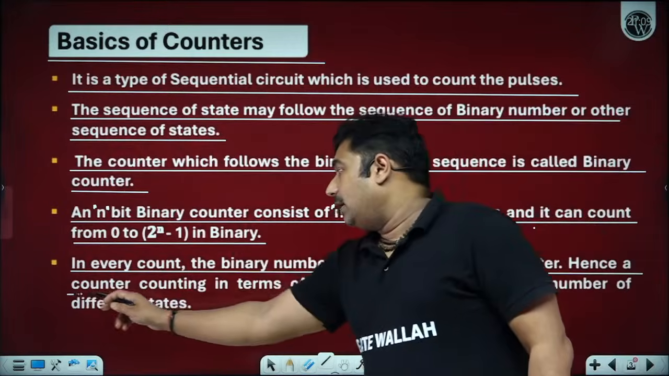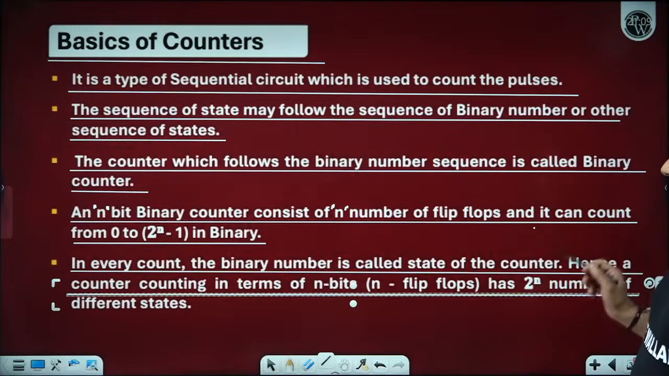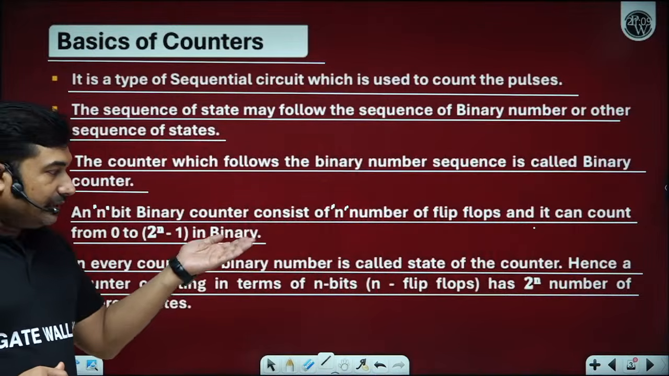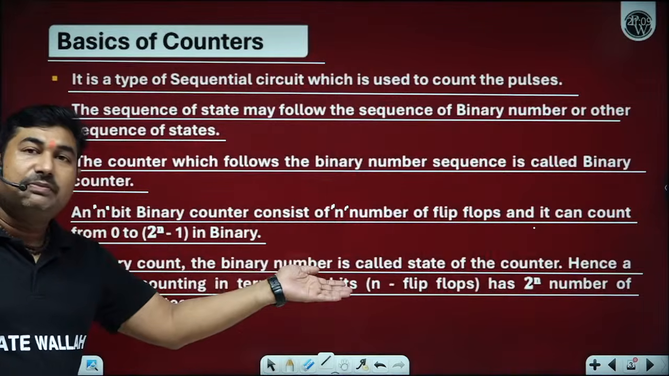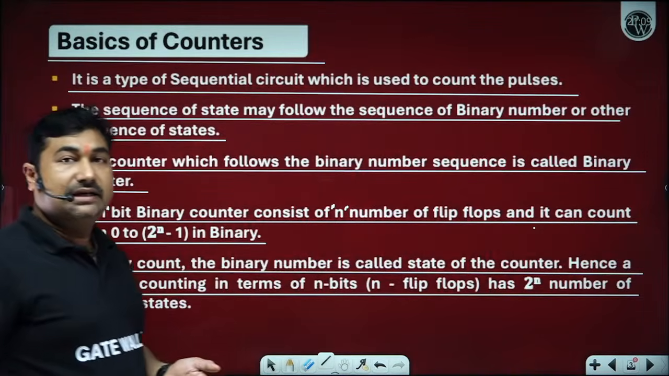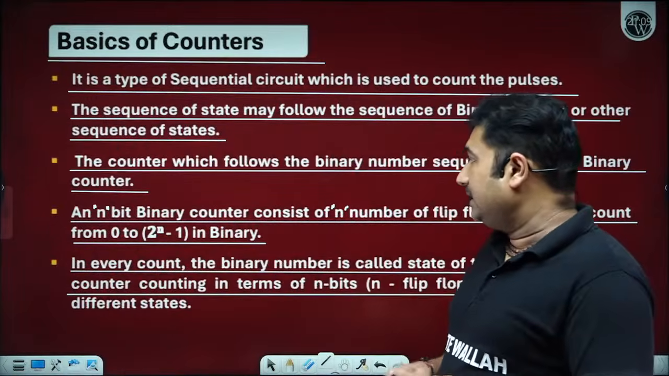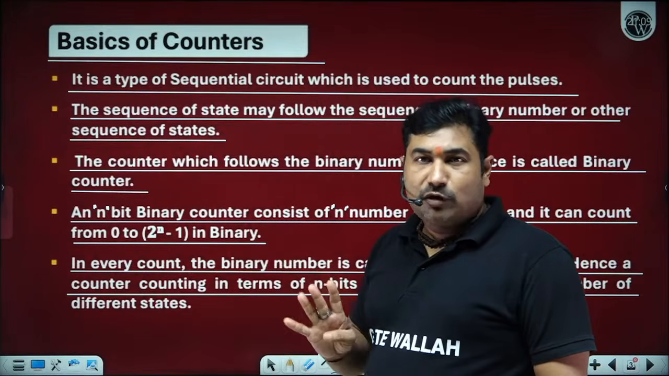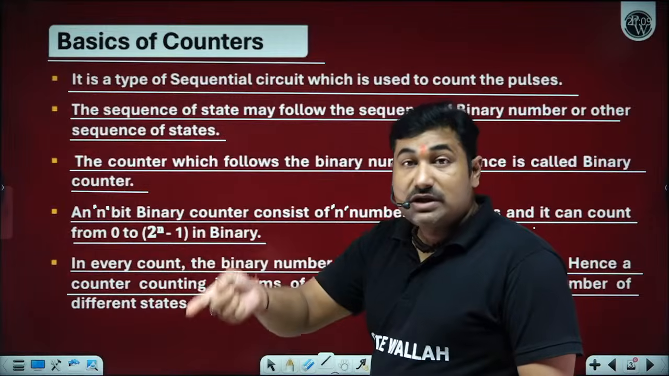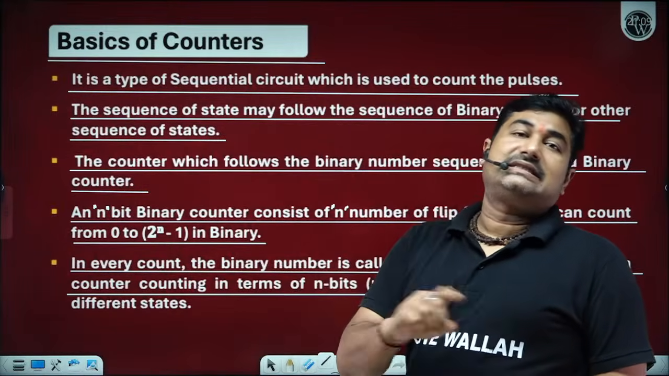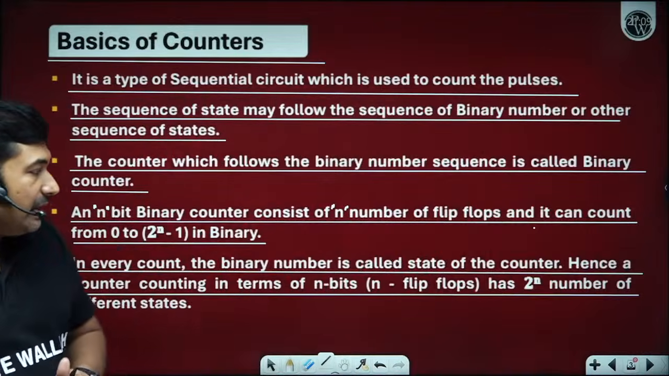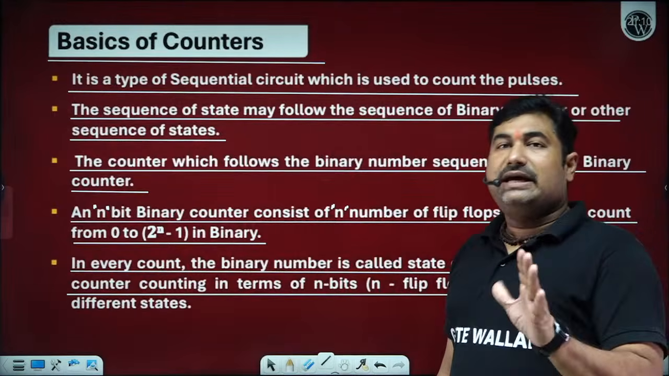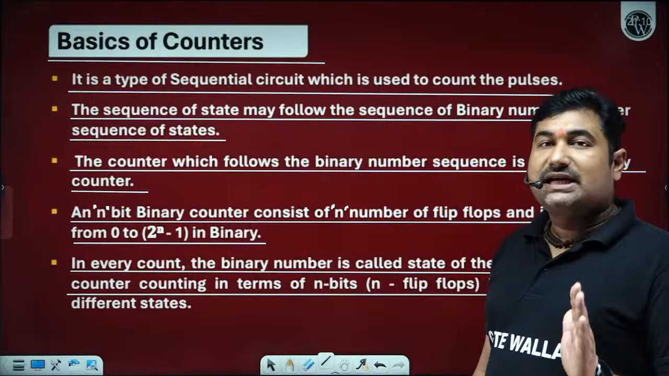Hence, a counter counting in terms of n bits with n flip-flops has 2 to the power n different states, because 000 is also a state. So from 0 to 2 to the power n minus 1. Let us suppose we have 4 bits, so 0 to 15. 0 is also a state, so the total becomes 16 states. So the total becomes 2 to the power n states. With n flip-flops, the maximum possible states are 2 to the power n only.